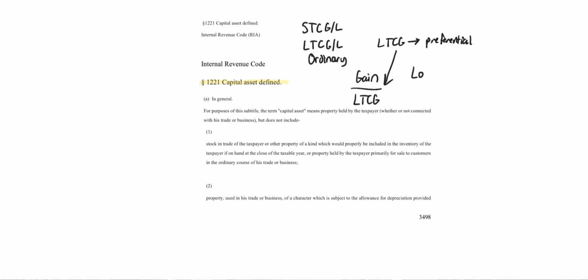If we have a loss, the taxpayer prefers ordinary loss, and the reason why, there are two reasons. The first is that you're offsetting ordinary income, which is taxed at a higher rate. So the offset against ordinary income, OI. And then less limitation compared to capital losses. So always keep that in mind, that taxpayers prefer, when it comes to a gain, a long-term capital gain, and when it comes to a loss, an ordinary loss.